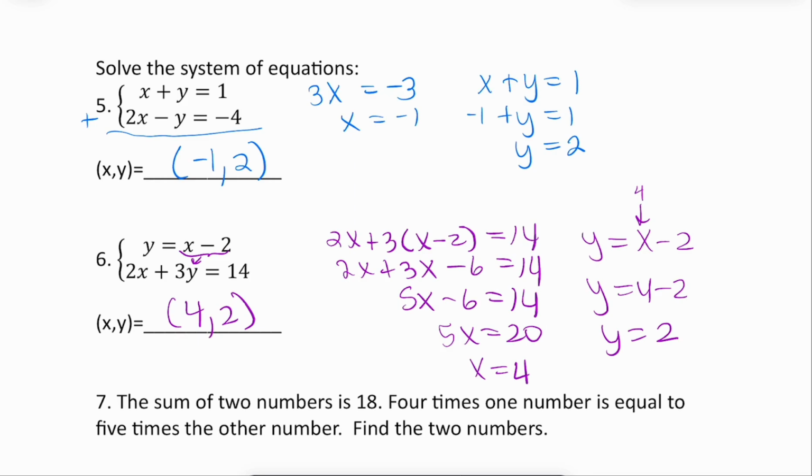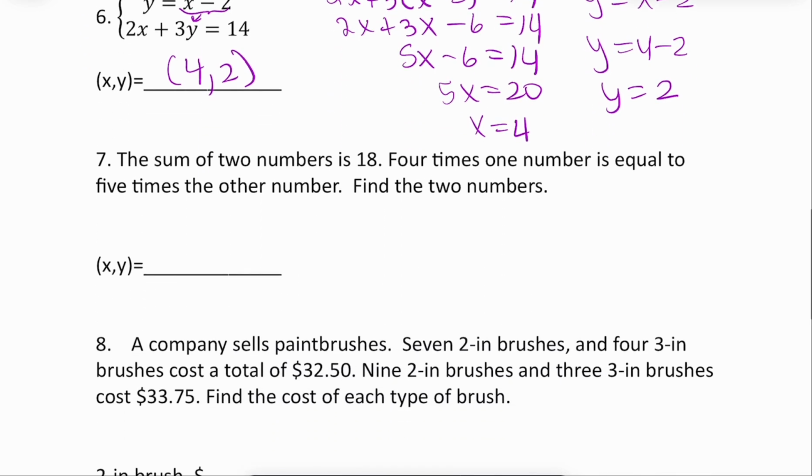Two more to try. The next are our word problems. Let's look at number 7. So here's a word problem, and it says that the sum of 2 numbers is 18. So let's just call those numbers x and y. So x plus y is 18. And then it says that 4 times one number is equal to 5 times the other. So it doesn't matter which you call, the 4 and the 5, but I just kind of go in order alphabetically, and it just helps me.